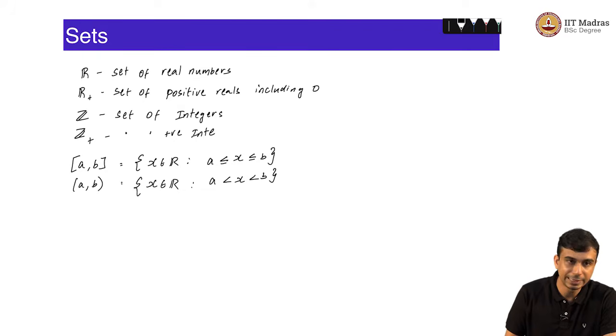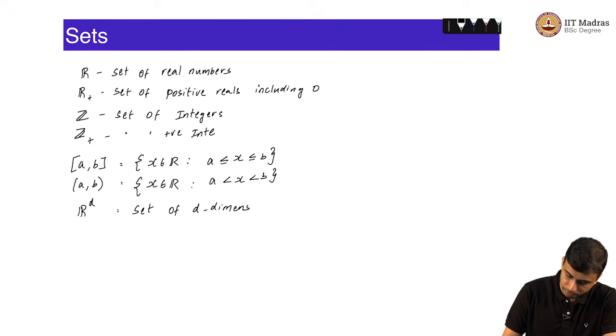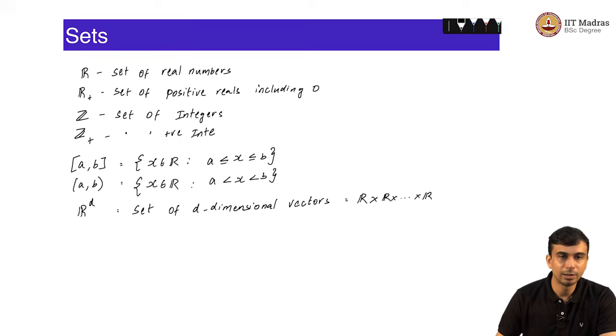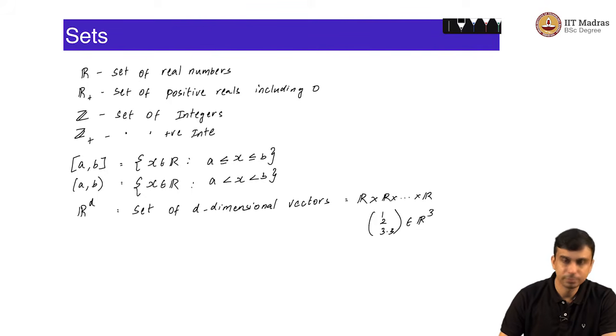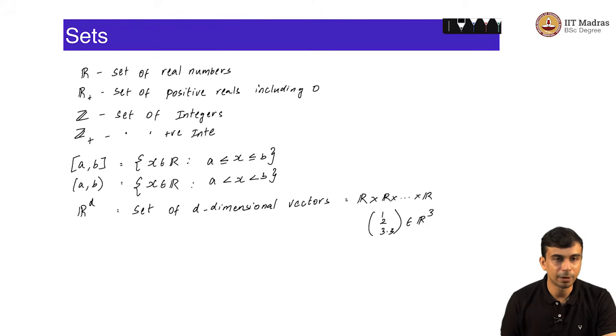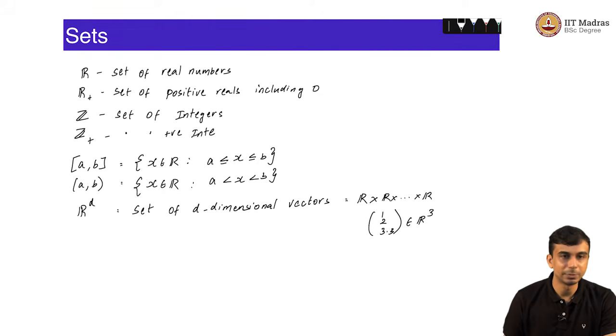So all of these sets can be exponentiated to power d, right? The Cartesian product d times will be taken. For example, you can have R^d is simply the set of d-dimensional vectors. So R^d is the same as writing R cross R, d times. An example element in, for example, R^3 would be, let's say, (1, 2, 3). (1, 2, 3) is an element in R^3.